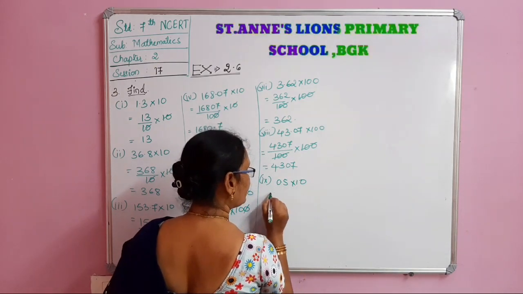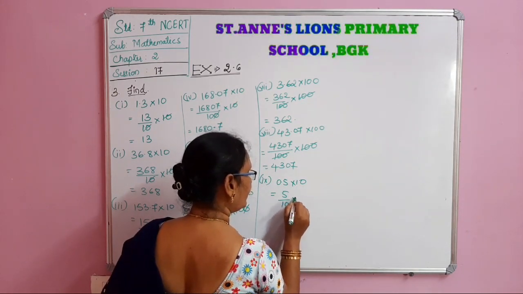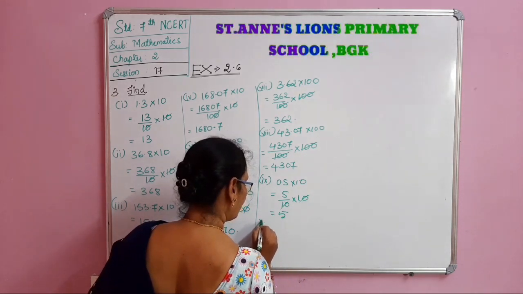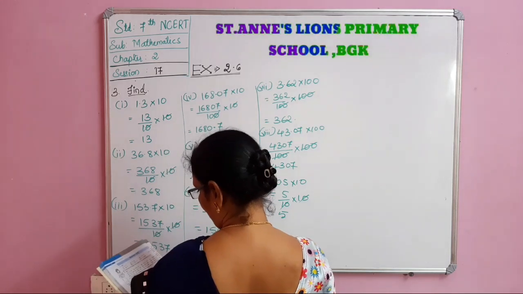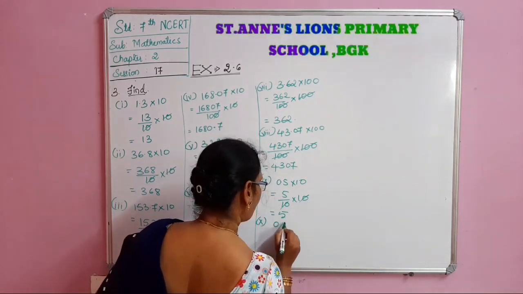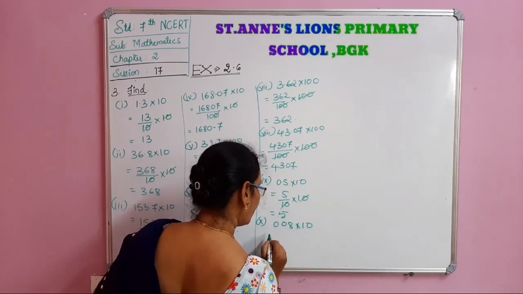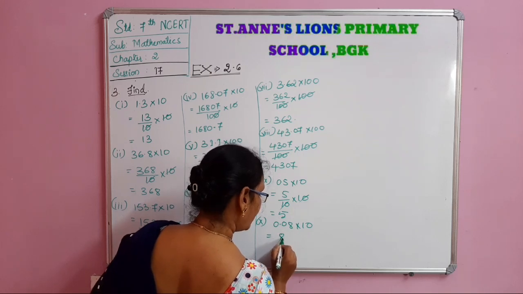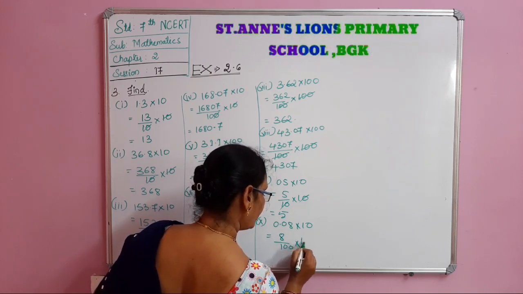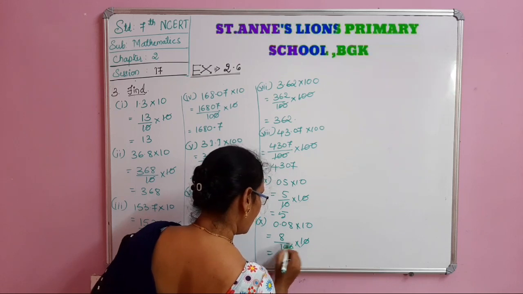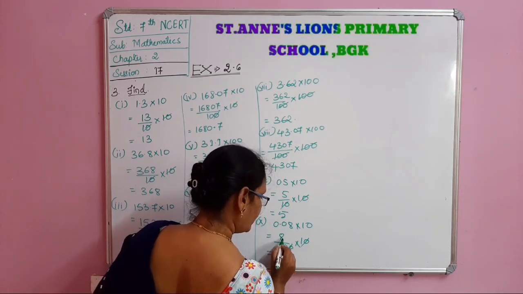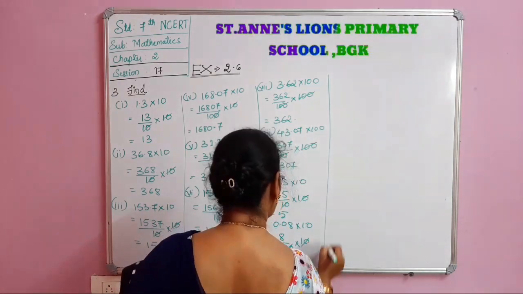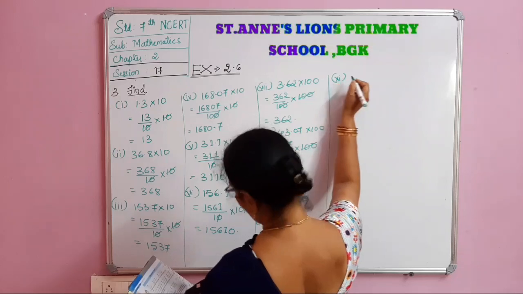Then the ninth sum is 0.5 into 10. That is 5 by 10 into 10. Got cancelled. Answer is 5. Then the 10th sum is 0.08 into 10. Here see, units, tens, 100 place. That means 8 by 100 into 10. 0 got cancelled. Answer is 0.8. 8 by 10 means 0.8. So the next one is 11th one.